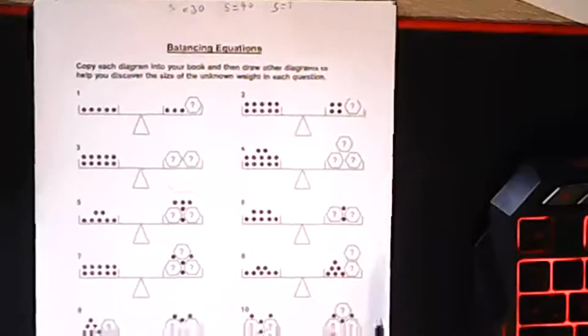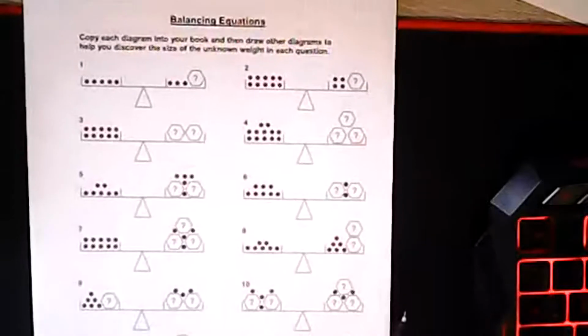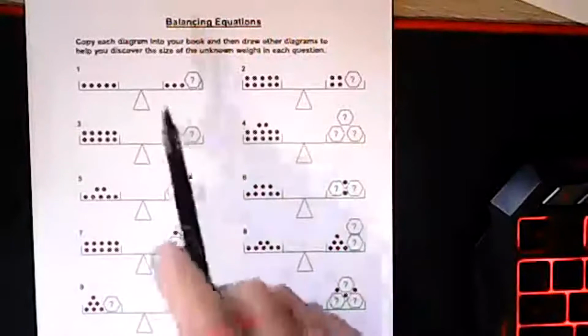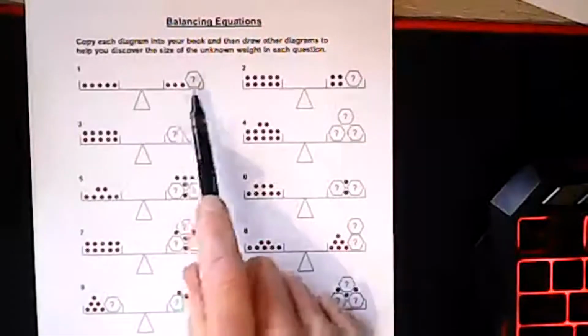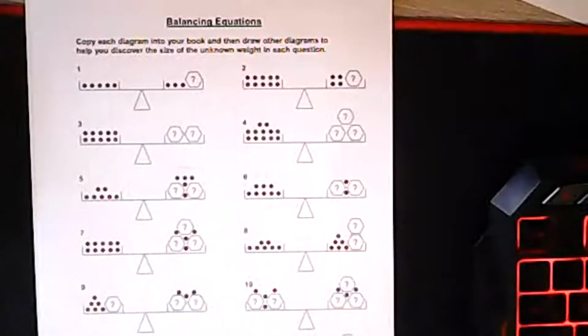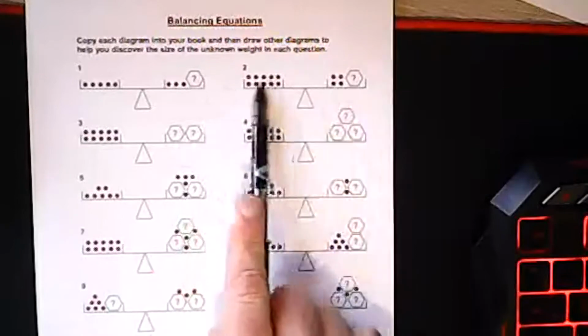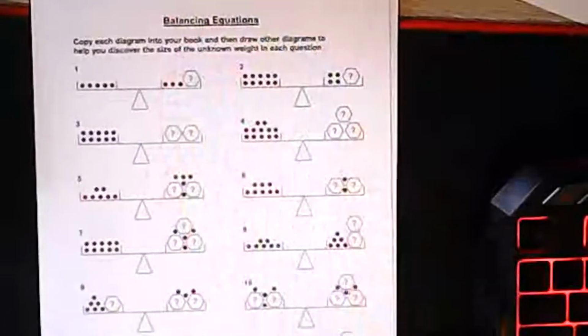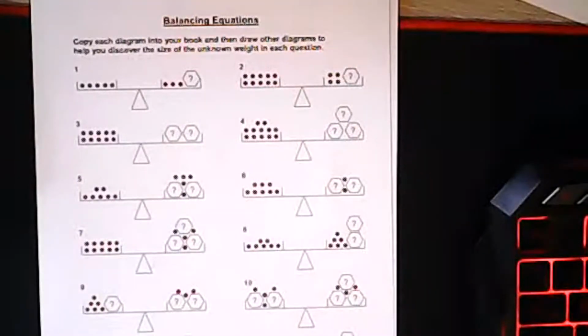Now in equations, one of the things we do is try to find out what the value of that letter is going to be. And when we solve an equation, we find out the value of the missing item, the missing letter, or whatever we've got. So in this case, the worksheet is showing a question mark, but that could be any letter. For example, it could be a W or an X or a Y, or whatever we choose it to be.